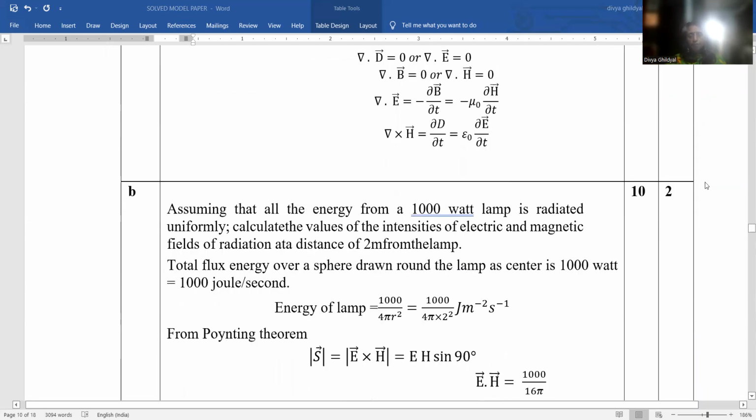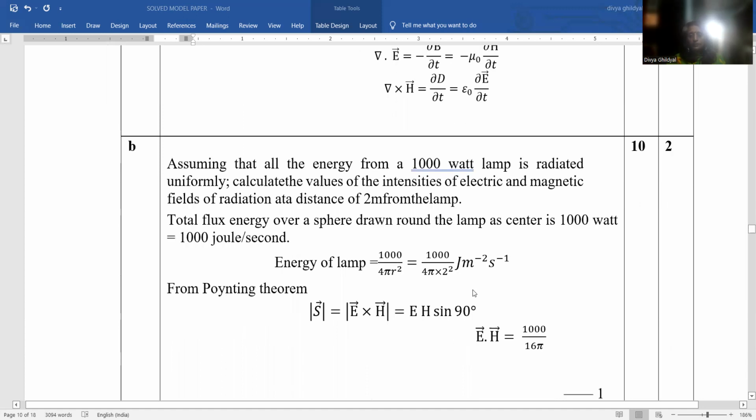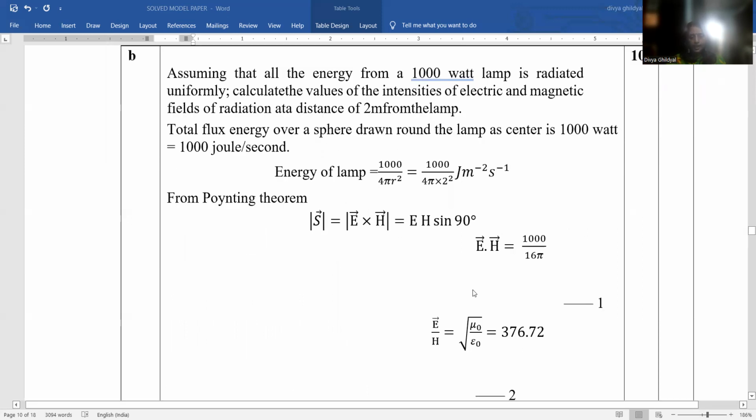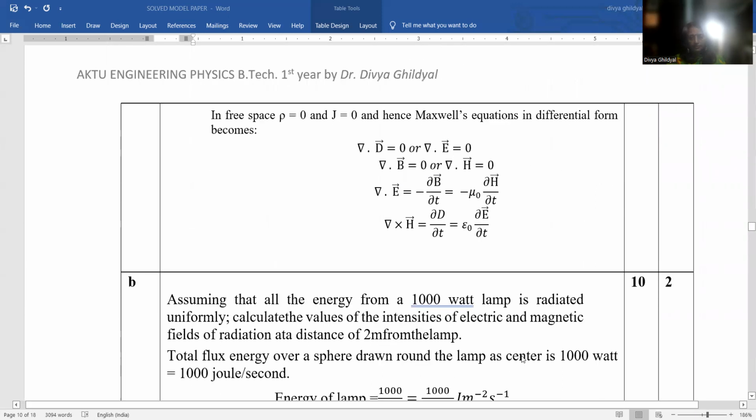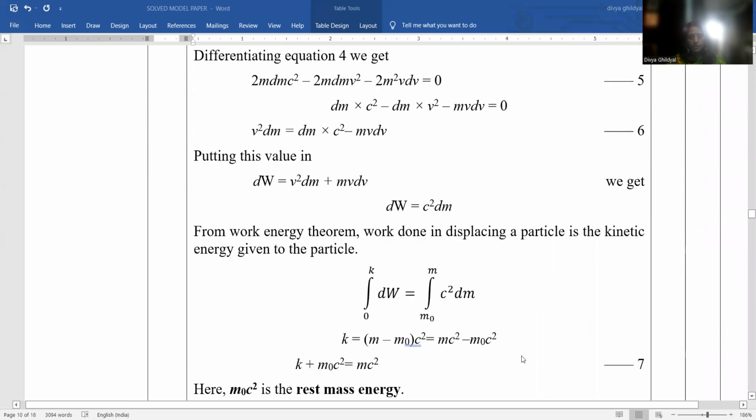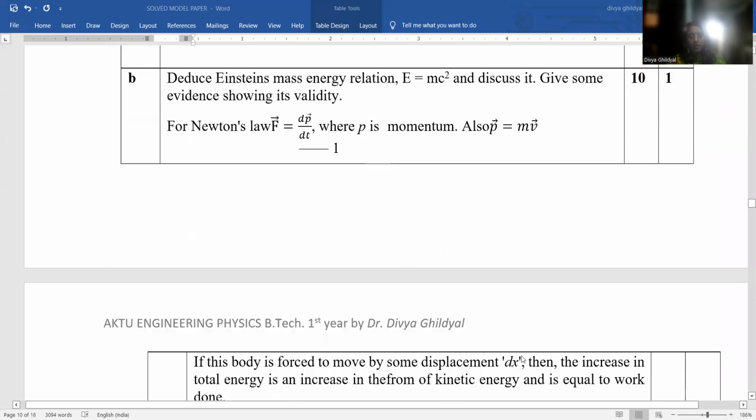And if I get a numerical on Poynting theorem, I will remember S is equal to E cross H. Since electromagnetic wave is traveling in perpendicular directions, the angle between E and H is 90 degrees, and therefore S is EH, and E upon H is approximately 377. And I will solve both the simultaneous equations.